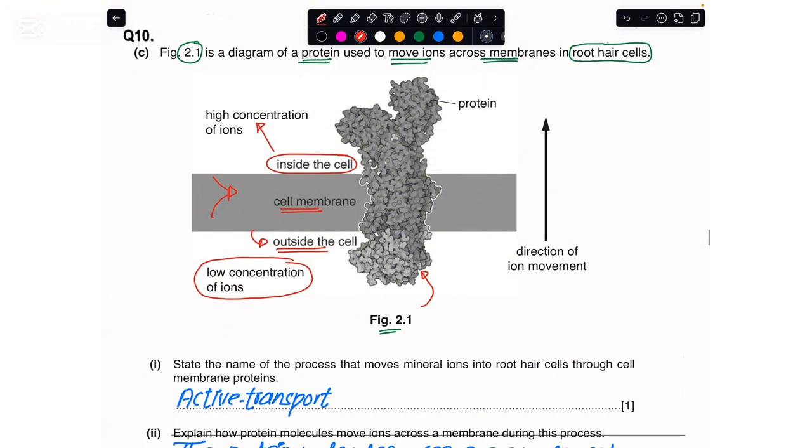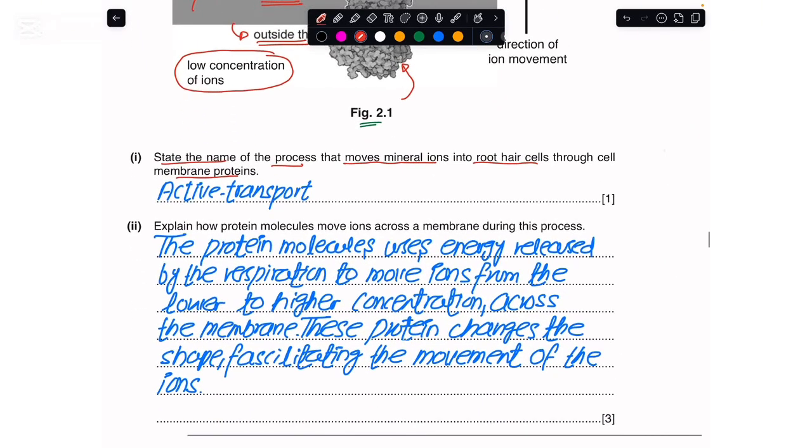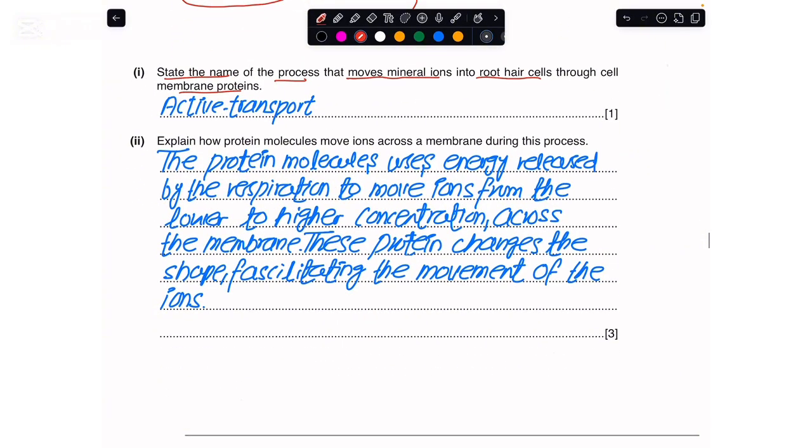Now for 1 mark, we are required to state the name of the process that moves mineral ions into the root hair cells through the cell surface membrane. So the process is active transport. Now for a total of 3 marks, they are asking that we explain how the protein molecules move the ions across a membrane during this process.